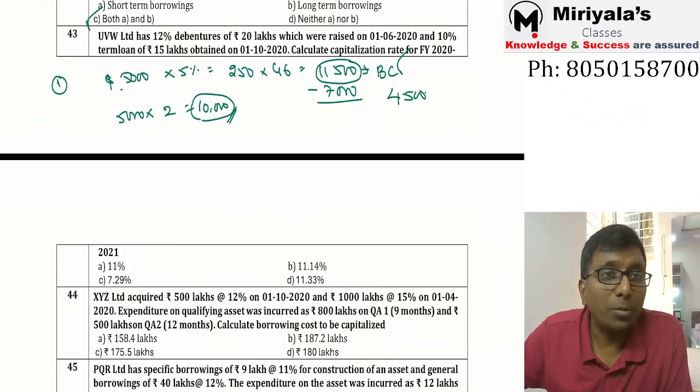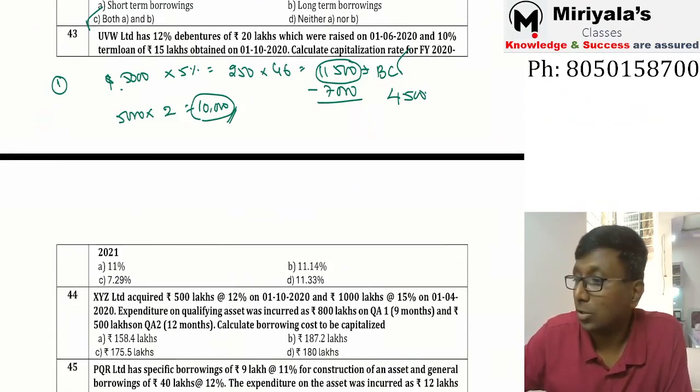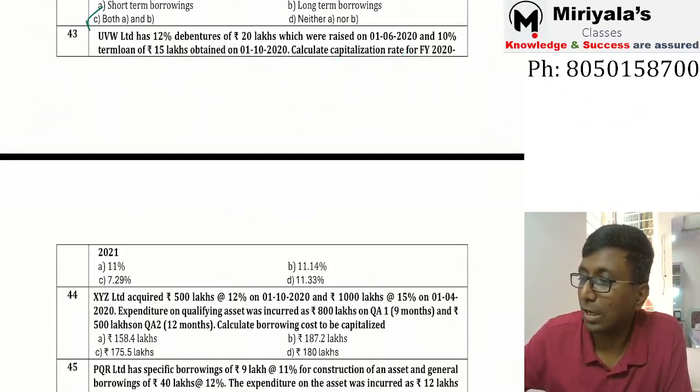Next, UVW has 12% debentures of 20 lakh rupees which were raised on 1/6/2020, and a 10% term loan of 15 lakh rupees obtained on 1/10. Calculate the capitalization rate for the financial year 2021. So what is that? You are supposed to calculate the weighted average borrowing rate. Yes, we did so many sums in the class. So what are you supposed to do?